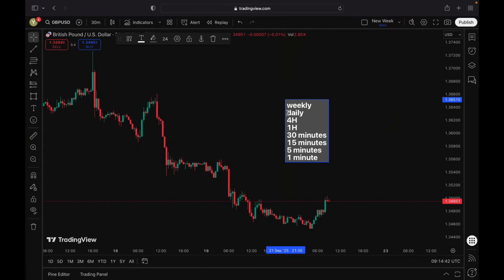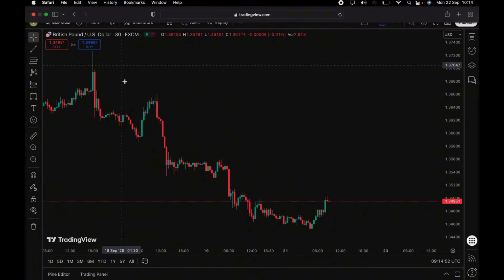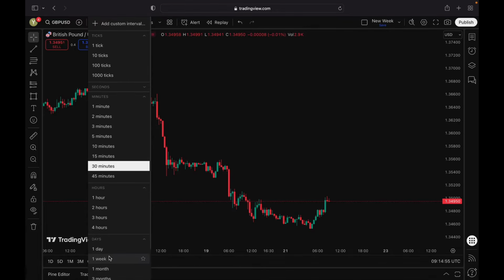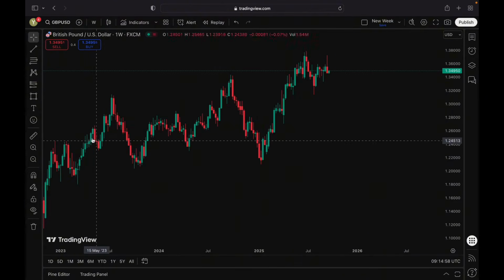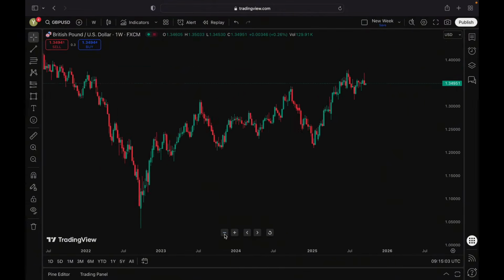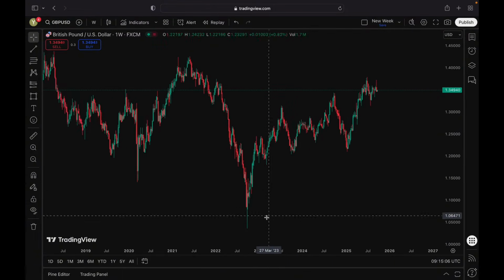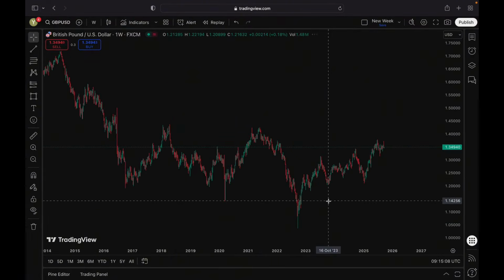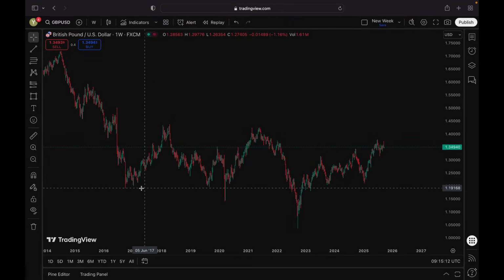Okay, so these are the time frames you need to really focus on. It's very important. You can take note of this. So we're going to start from the weekly, then we're going to work our way down to the lower time frame. So this is GBPUSD on the weekly. So far so good.